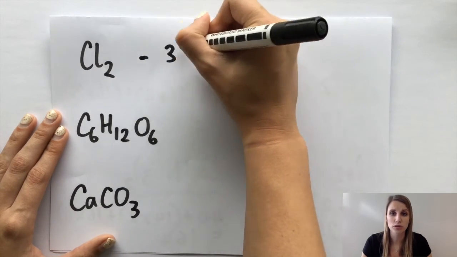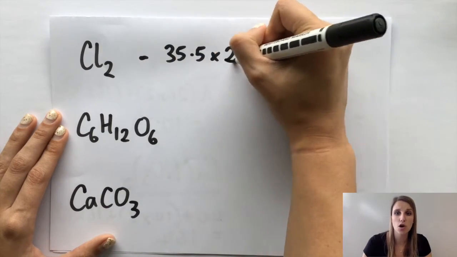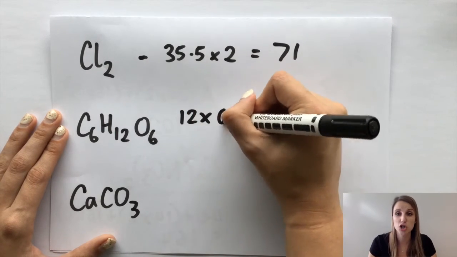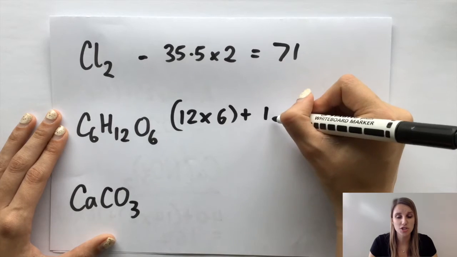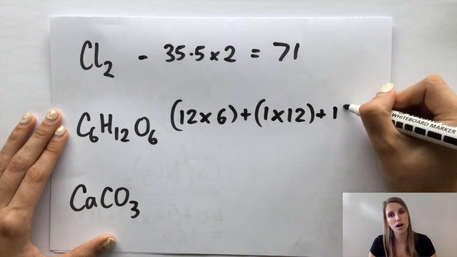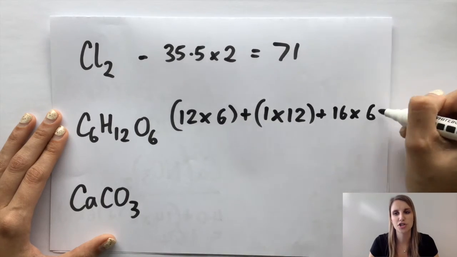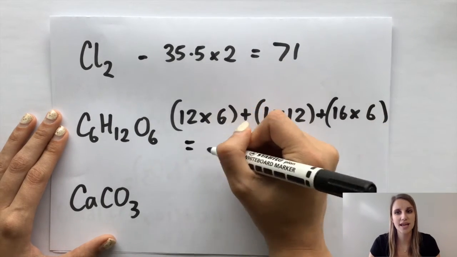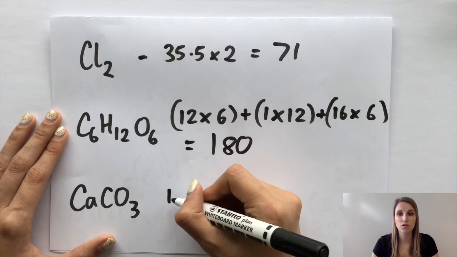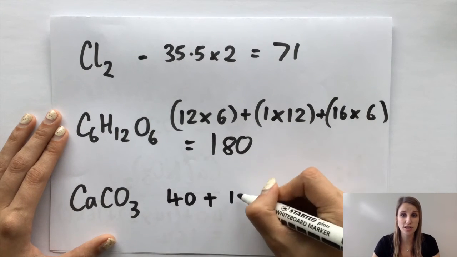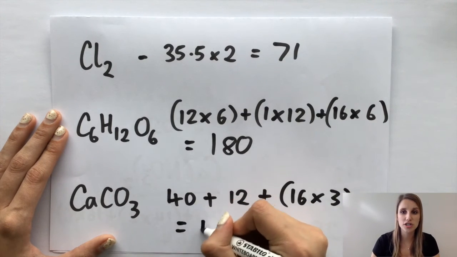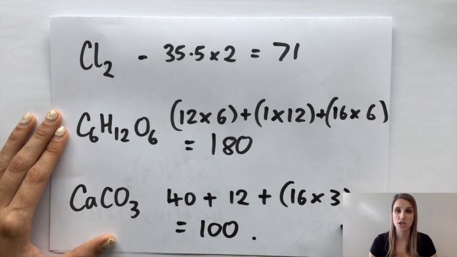So, overall, chlorine has a relative atomic mass of 35.5. There are 2 of them, which gives you 71 in total. C6H12O6 is 12 from the carbon times 6, then 1 from the hydrogen times 12, then 16 from the oxygen times 6. You put all of that together, you get 180. Lastly, calcium carbonate, you've got 40 from the calcium, plus the 12 from the carbon, and then you've got 3 oxygens, which gives you 100 in total.